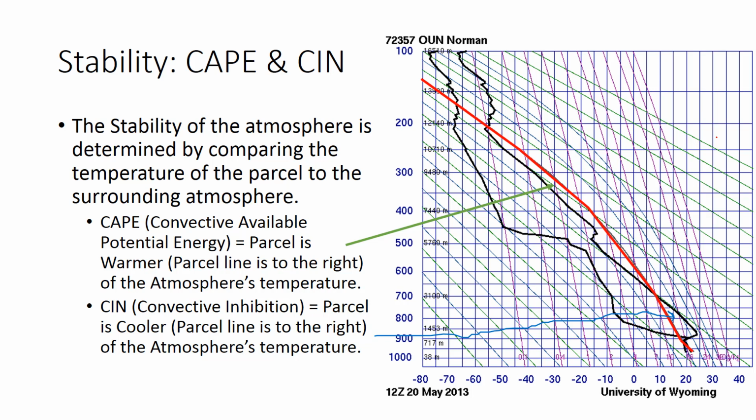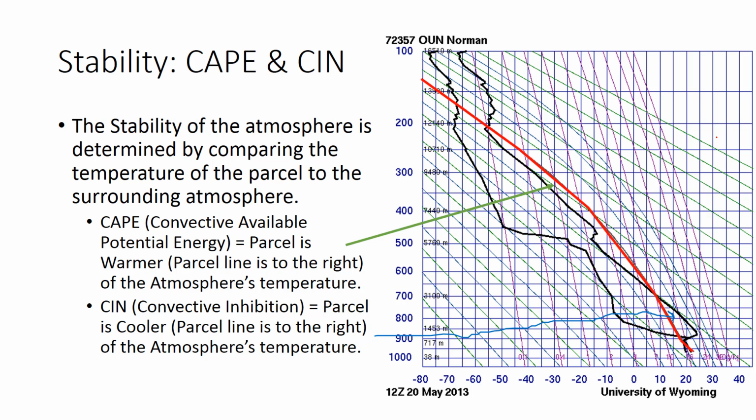So again, CIN is whenever the parcel, and that's this red line here, is cooler than the surrounding atmosphere. That's the black line, the one that you drew in a few investigations ago. And then CAPE is whenever the parcel is warmer than the surrounding atmosphere. And in the case of CAPE, the parcel is able to rise. In the case of CIN, the parcel would sink. And it's these two things that greatly determine the stability of the atmosphere.